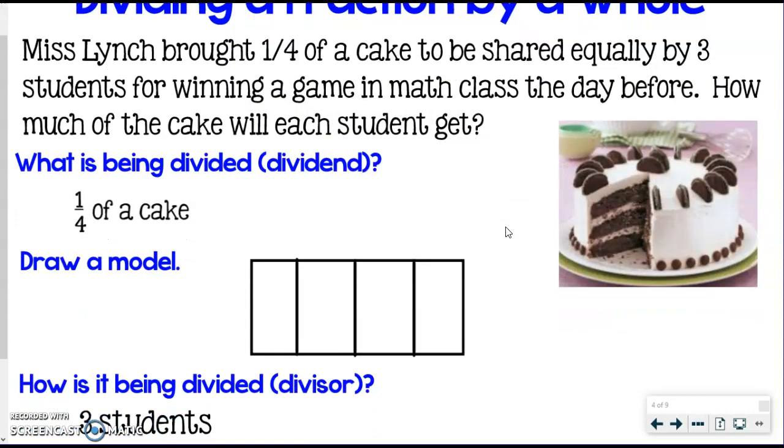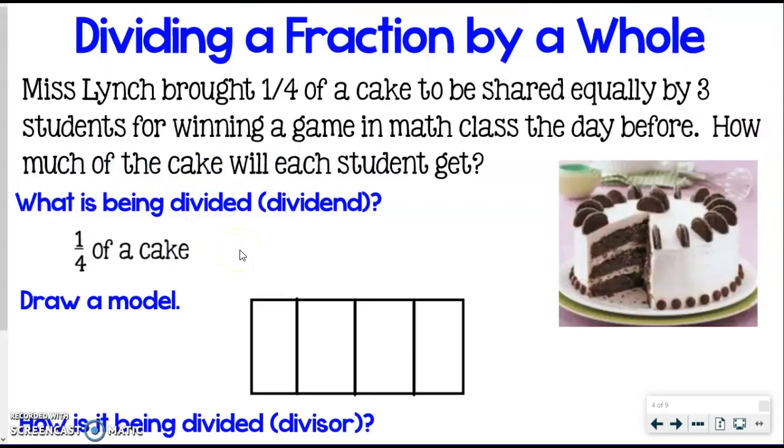So it says, what is being divided? That's our dividend. So we have to show that 1/4 of a cake first. So in order to do that, we need to draw our model. And if you notice, we only needed one big box this time because we don't even have one whole cake yet. We only have 1/4 of a cake. So we're going to draw one big box. So go ahead and start drawing that in your notes.